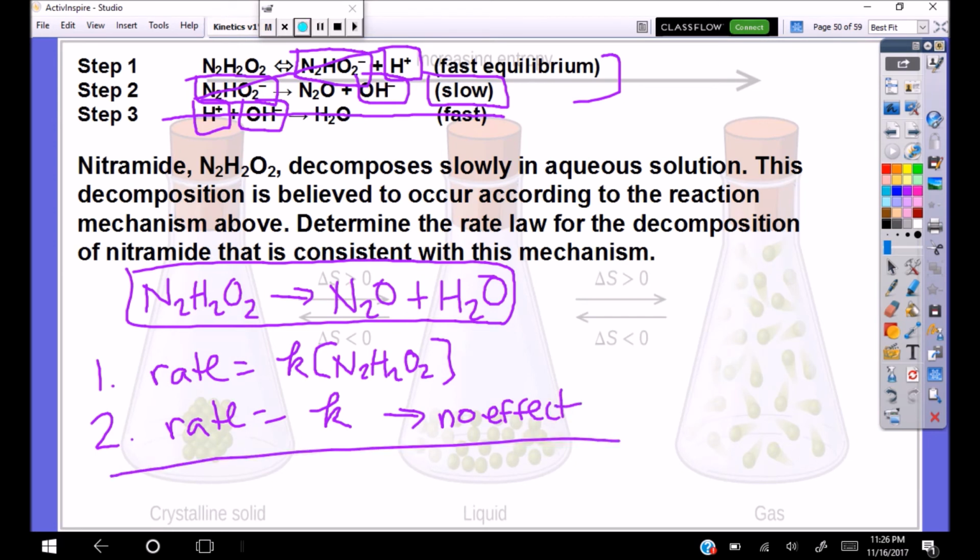So if this has no effect on the rate, then my rate law is going to be rate equals k[N2H2O2]. That one's tricky. Now, this agrees with the overall stoichiometry. We have our one reactant here. It accounts for the slow step being the rate determining step. And we don't care about the things that happen after the slow step, because that is what limits our reactant.